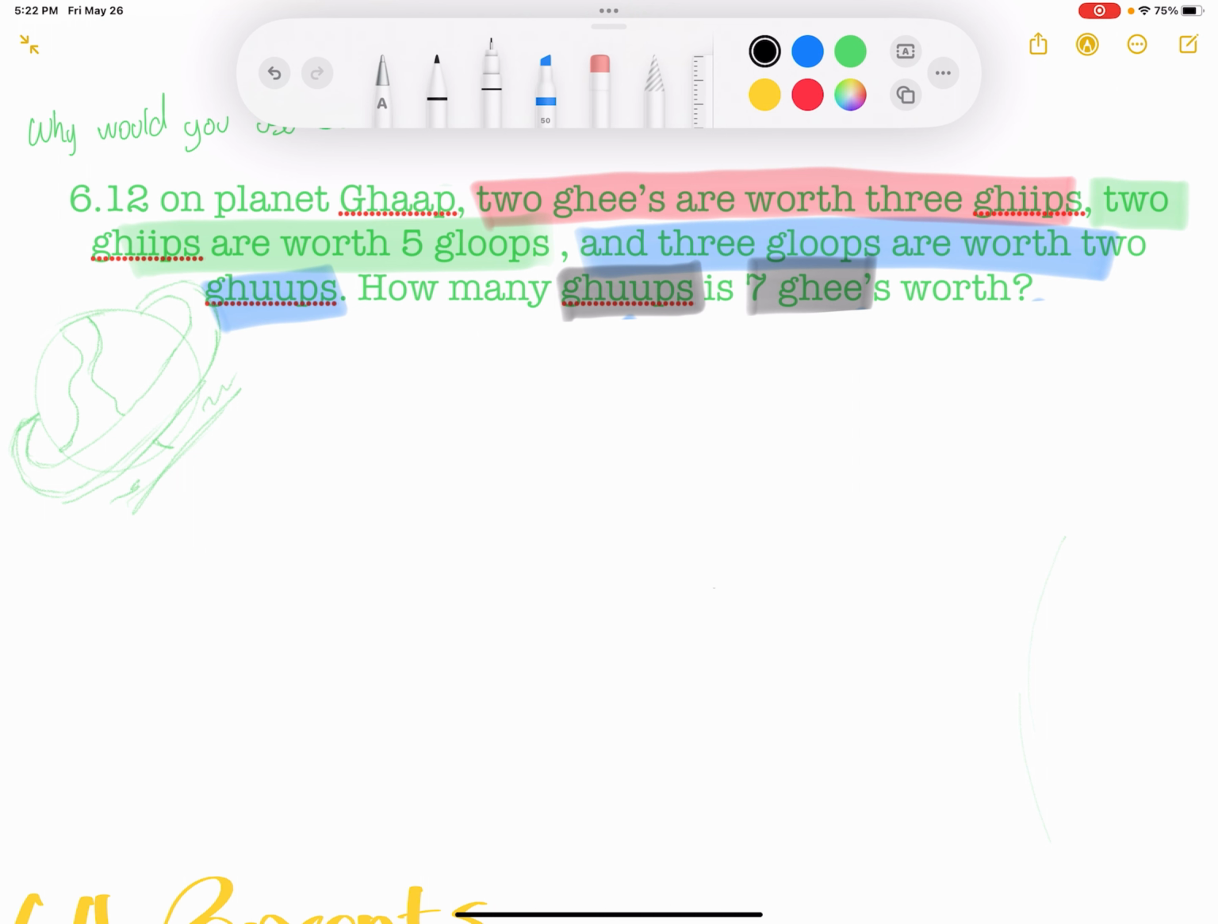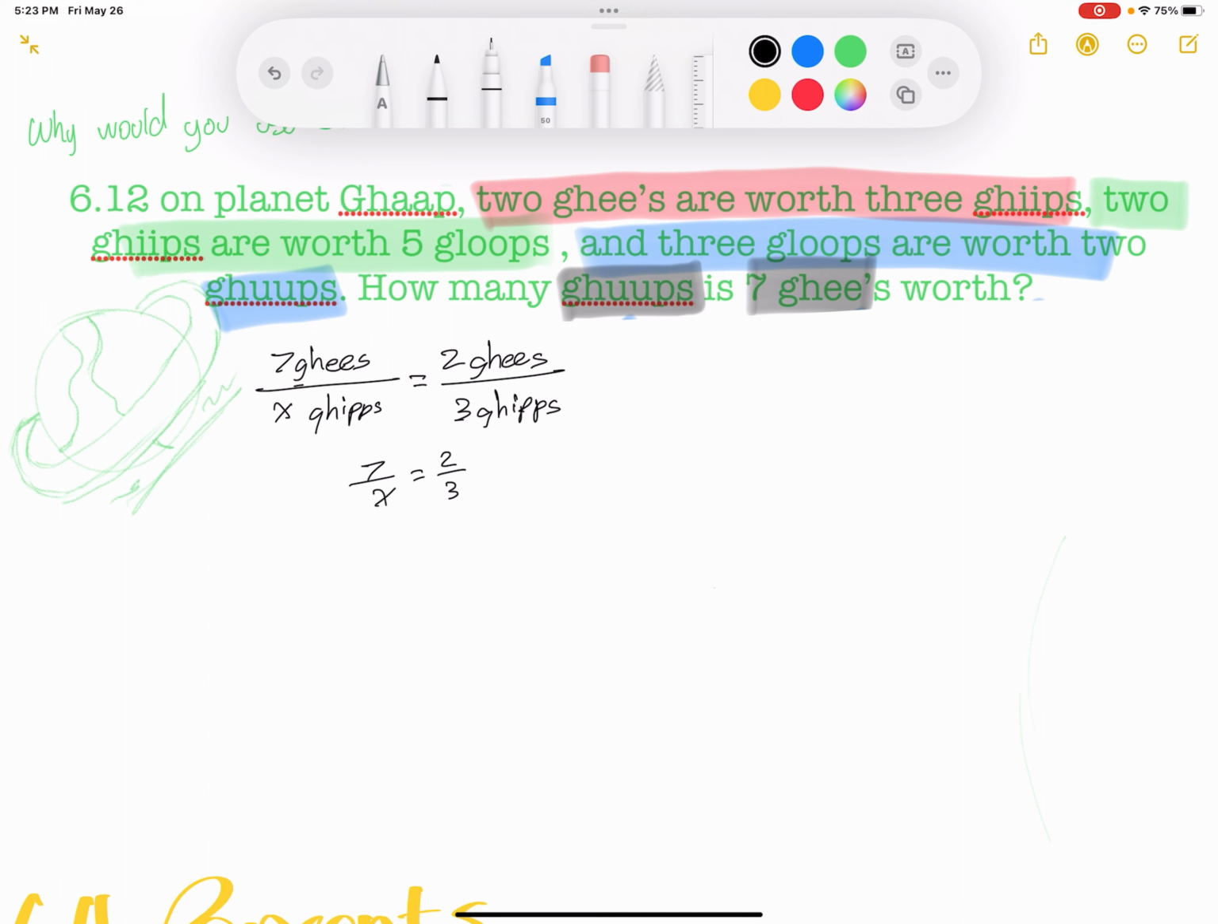Way 2, let's start. First step: how many gups are 7 gees? Okay, 7 gees. The first conversion is 2 gees are worth 3 gips. I don't know how many gips are in 7 gees, but we will set up a variable called x. x gips equals 2 gees over 3 gips.